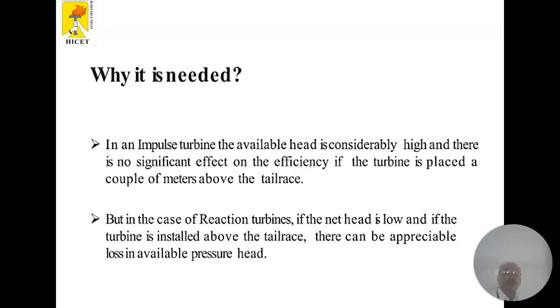And another important thing: in an impulse turbine, the available head is considerably high, and there is no significant effect on the efficiency if the turbine is placed a couple of meters above the tail race. But in the case of a reaction turbine, if the net head is low and if the turbine is installed above the tail race, there can be appreciable loss in the available pressure.